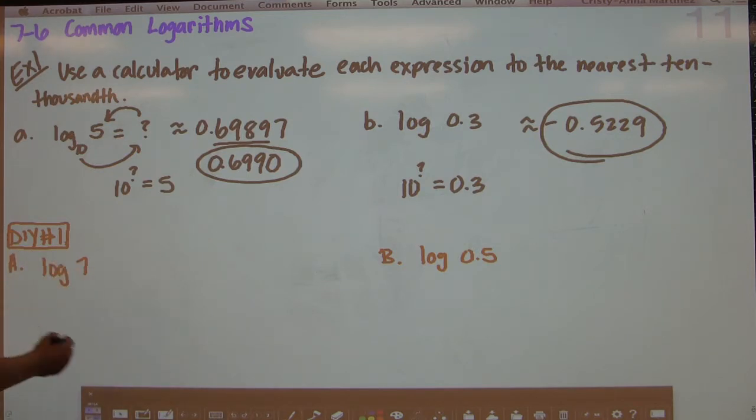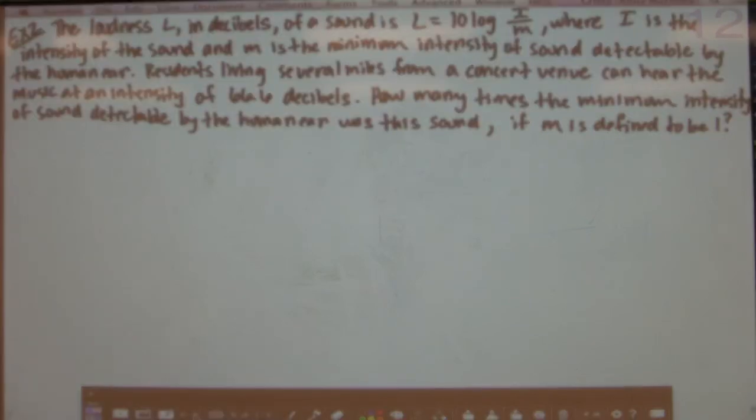So now you can do these two do-it-yourself questions. It won't take you very long. And then we're going to move on to this example here.